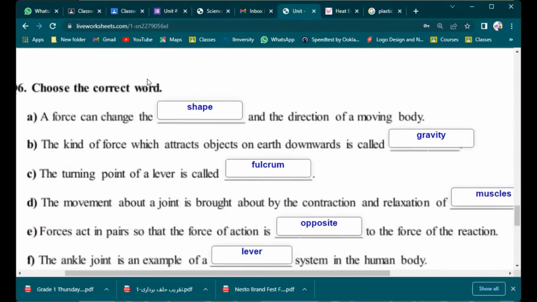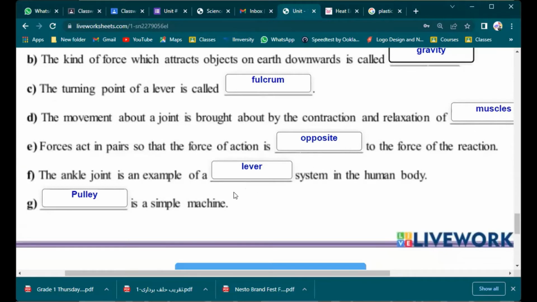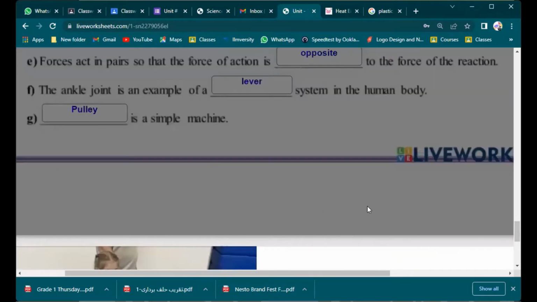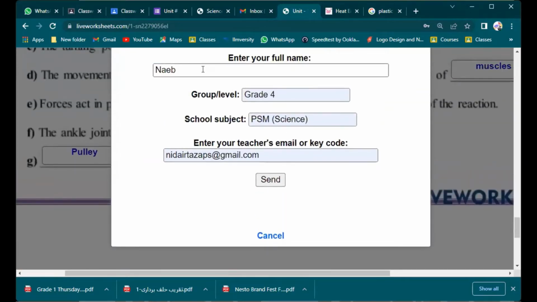In choose the correct word, I mentioned you that you have to write. Okay, so you can write the words. Okay, after that you finish, and after finishing, you have to write the full name, your full name. Okay, you have to write your full name. In group level, you have to write grade 4. In school subject, you have to write PSM science as a subject, science. PSM is school name, Pakistan School Muscat short form.